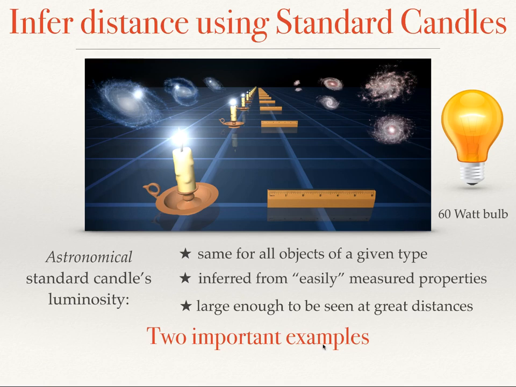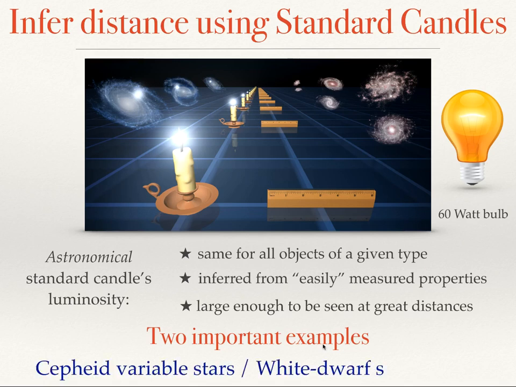And the two examples that we're going to consider here are Cepheid variable stars and then white-dwarf supernovae, which in a textbook are usually referred to as type 1a. And I'll get into what this title means a little bit later on.